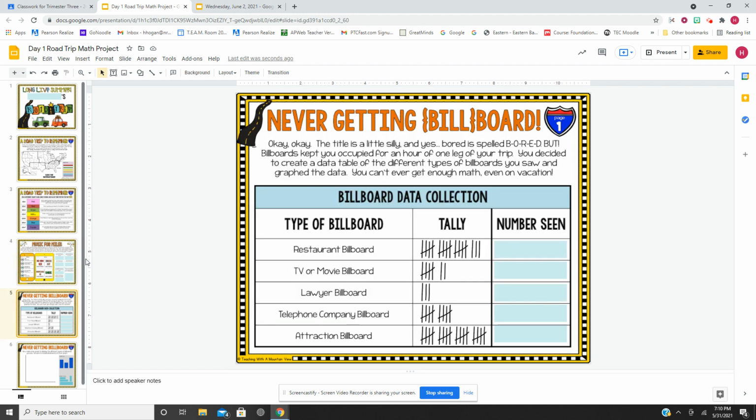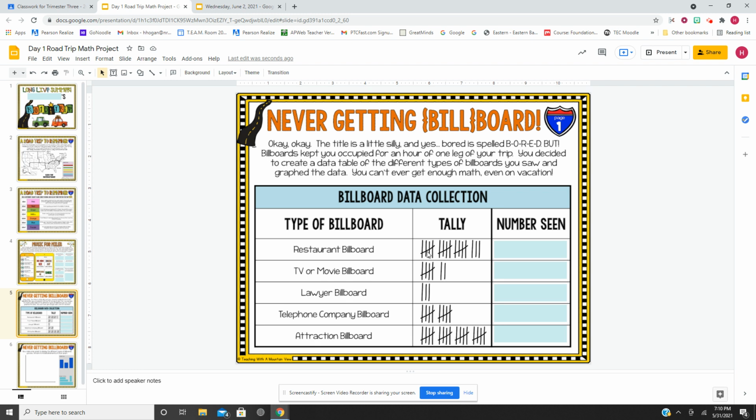Never getting bored. Okay, the title's a little silly, and yes, board is spelled board, but billboards keep you occupied for an hour of one leg of your trip. You decided to create a data table of the different types of billboards. So, how many restaurant billboards did you see?